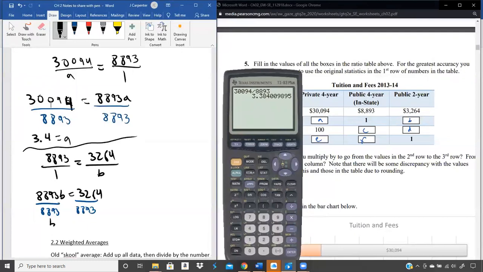To tell us that B is equal to 3264 divided by 8893. And we get 0.367. Now, because this number is not a whole number, you might say, well, you rounded the first one to 1 decimal place, so 0.4, and that's okay.